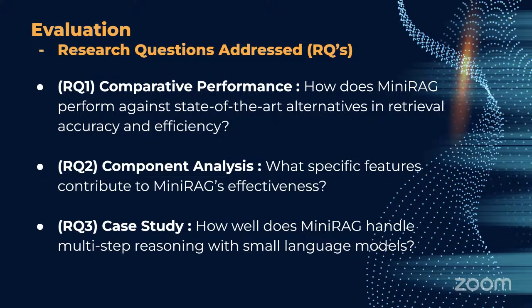So the first research question is the comparative performance. Does MiniRAG actually outperform the existing RAGs? If so, by how much? Second, component breakdown: which features contribute most to its efficiency? Are all the components equally important? And third is the case study, which looks at how it handles real world retrieval tasks compared to LightRAG.